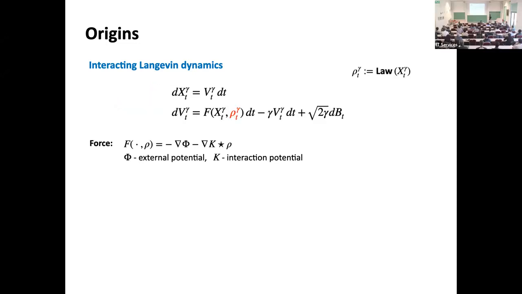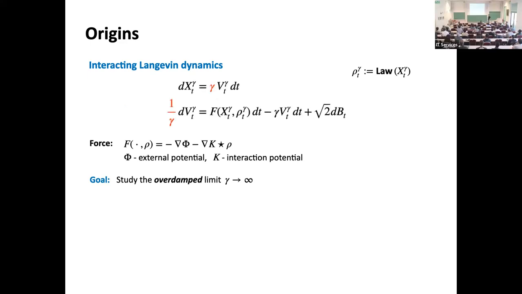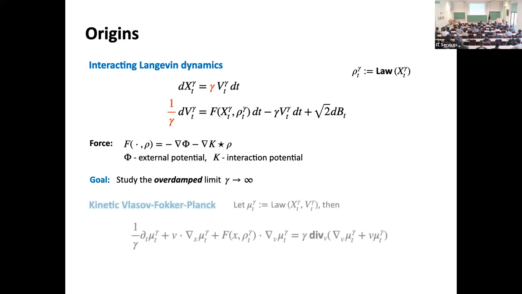Okay. And of course, again, the goal is to study the overdamped limit, what happens when gamma tends to infinity. But before we do that, we have to rescale the system. What we have to do is speed up time so that we can actually see something. So we rescale time by gamma, and you end up with this equation. All right. And this is what we're going to study.